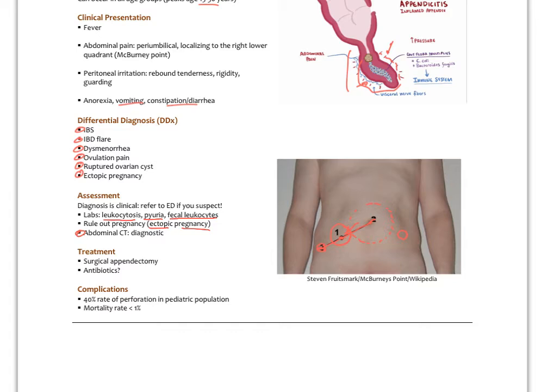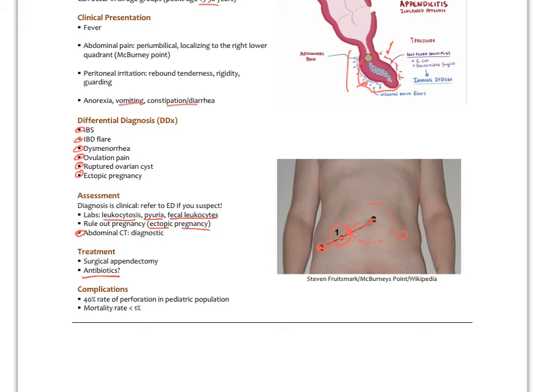The treatment here will be surgical appendectomy. Now for older patients, and interestingly, depending on where you live, if you live in Europe, the guidelines suggest antibiotic therapy first before surgery. But here in the US, the surgical option is still the predominant approach. Some patients, especially those too frail for surgery, may just need the antibiotic therapy.